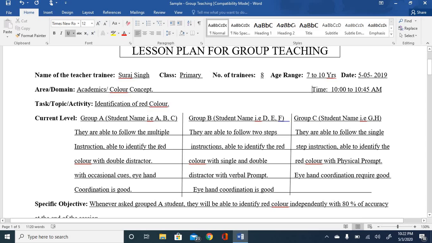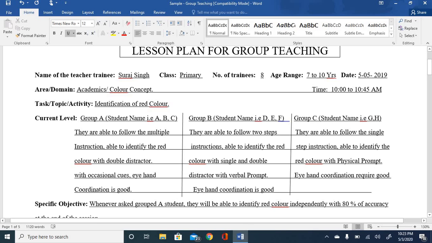They are able to identify the red color with double distractor with occasional cue. I want my child to develop independence. So yes, the child is able to identify the color with occasional cue. That means we have to give a hint to identify the color. So that is my current level. He is not independent. That's why I'm taking this topic, identification of red color.